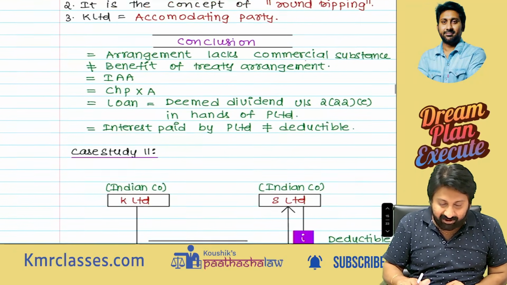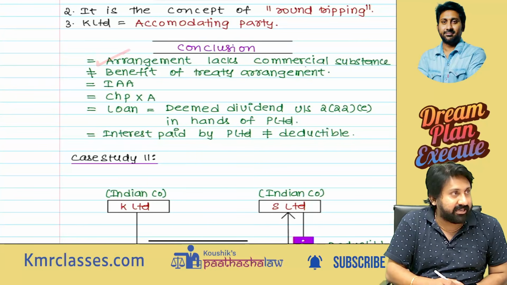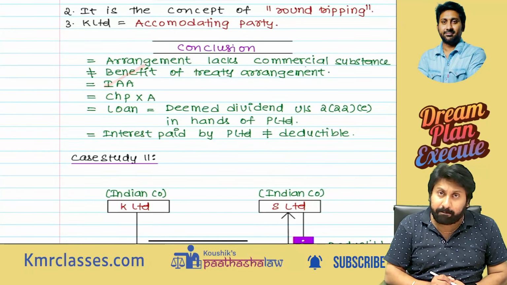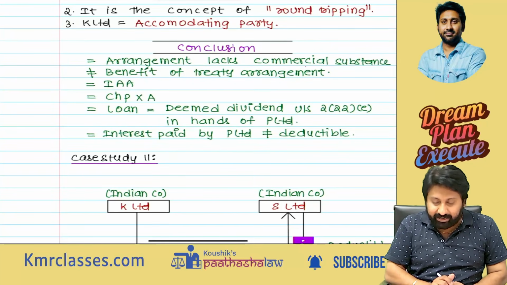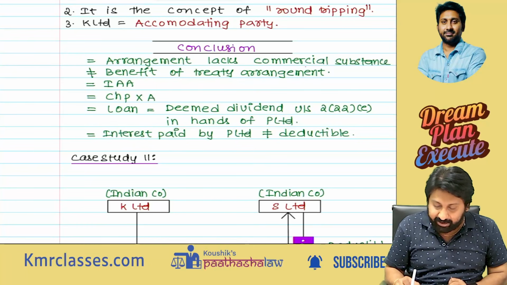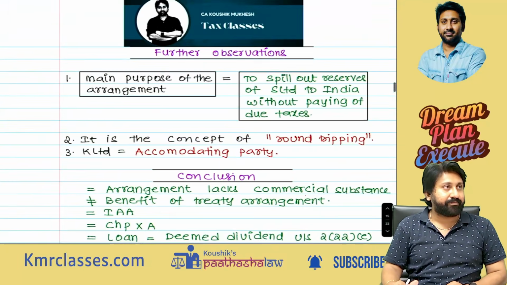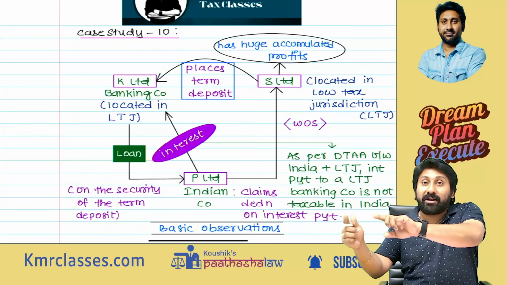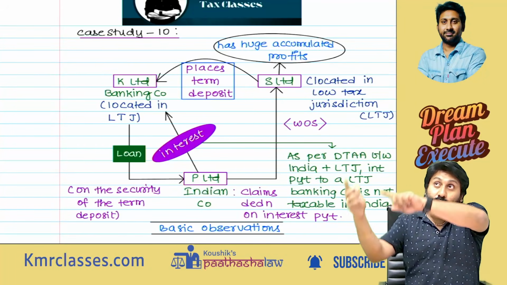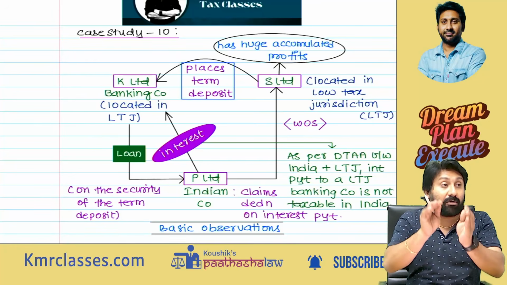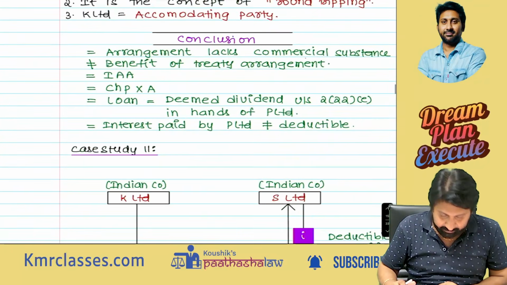Therefore, the arrangement lacks commercial substance, it is an abuse of treaty arrangement, it is an impermissible avoidance agreement, Chapter 10A will get attracted, the loan will be deemed to be a dividend, and interest paid by P Limited will not be a deductible expenditure. This concept of taking the accumulated profits not directly but as a loan through an accommodating party, if they do this transaction, we call it a round tripping transaction.